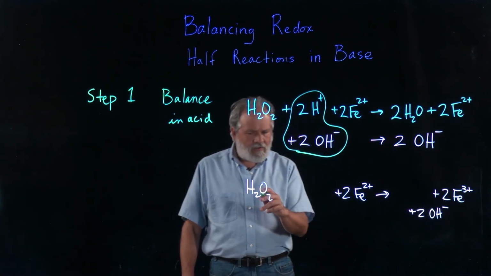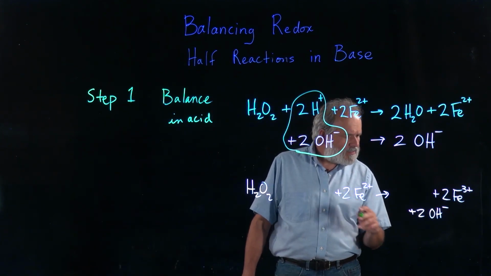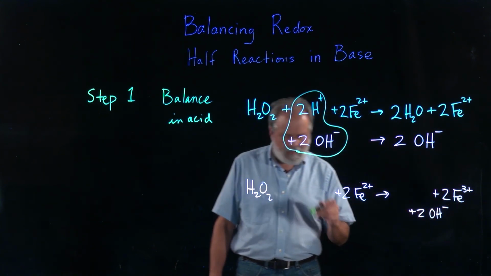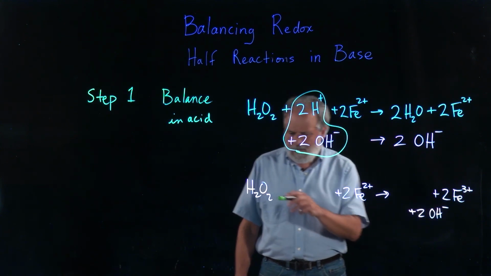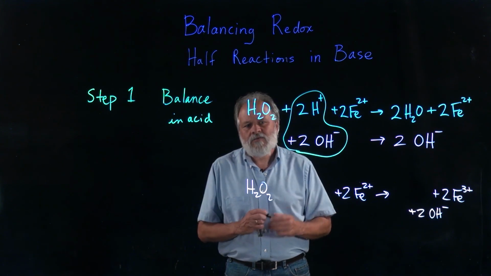So let's look at this overall reaction. The charge of 4 plus on one side and an overall charge of 6 plus and 2 minuses, which is 4 plus, on the other. 2 hydrogens, 2 hydrogens, 2 oxygens, 2 oxygens, 2 irons, 2 irons. So it's as simple as that.